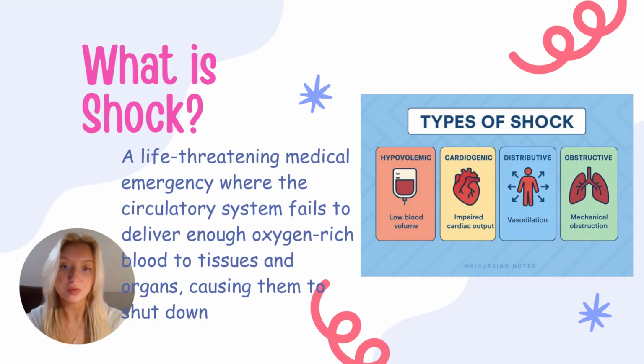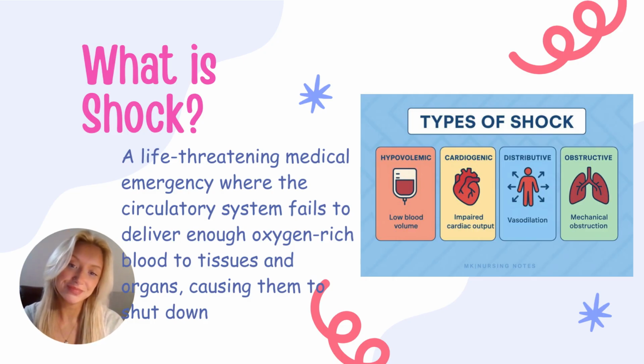To dive a little bit deeper into that, each shock will also have their own specific triggers that will help to differentiate them. So, with hypovolemic shock, that's caused by a low blood volume. Cardiogenic shock is caused by impaired cardiac output. Distributive shock is caused by severe peripheral vasodilation, and obstructive is caused by a mechanical obstruction. So, in my next four videos, we're going to dive deeper into each specific type of shock and explain them a little bit more in depth.